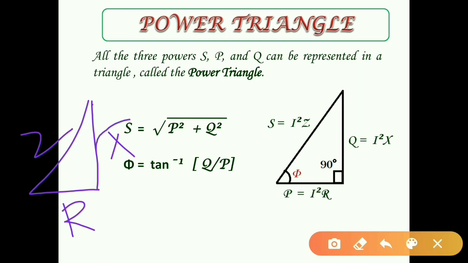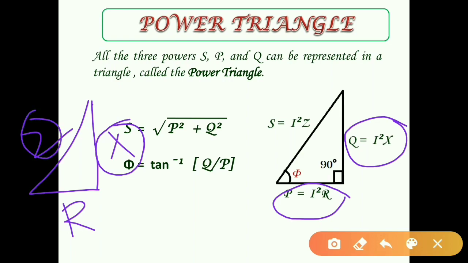Perpendicular is denoted by X, and related to X we have the reactive power, therefore it is I squared X, and related to R we have I squared R, which is VI cos phi or active power, therefore base is active power, and related to Z we have hypotenuse and apparent power here. So we can remember both the ways at the same time.